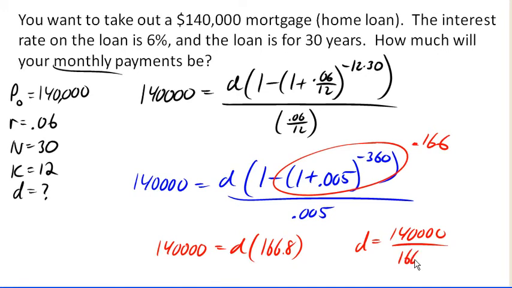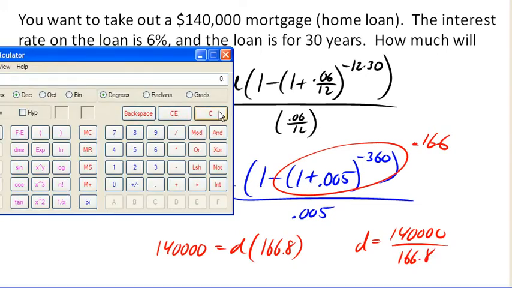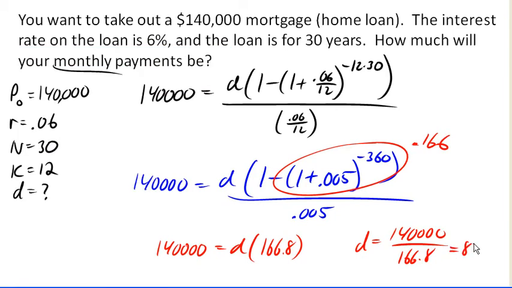So that's 140,000. I'm missing a 0. No, I got it. Divided by 166.8 is 839.33, roughly. Now, of course, if you go to a loan officer, they're going to use a finance calculator or Excel or some other type of calculator to figure this out without any rounding. But this is certainly close enough for our purposes.